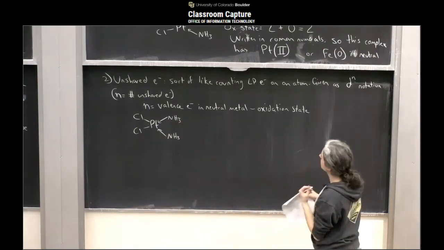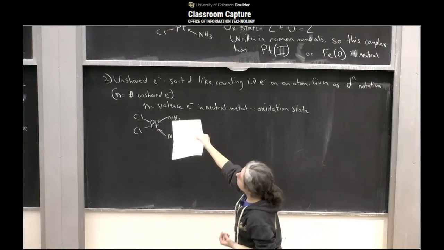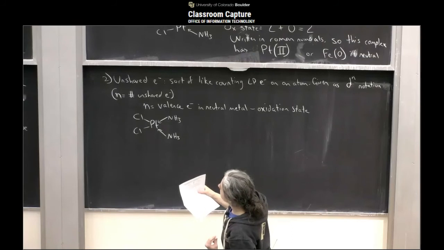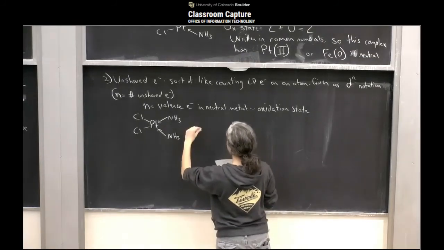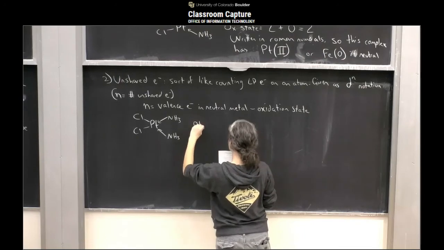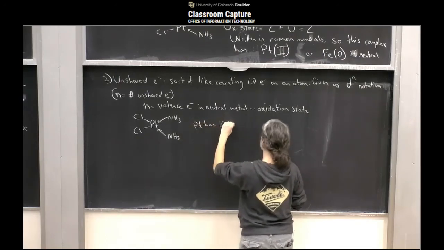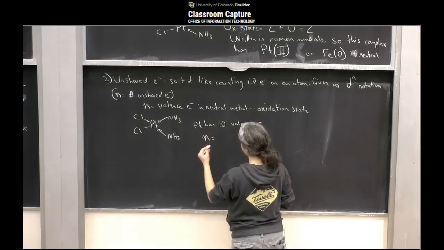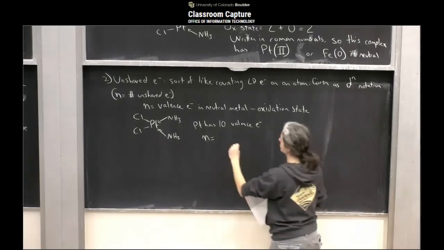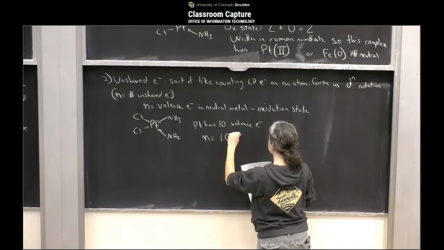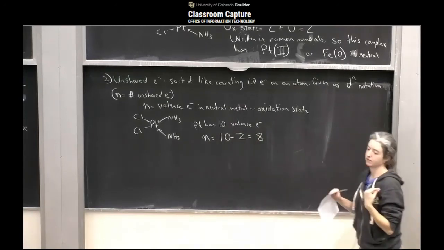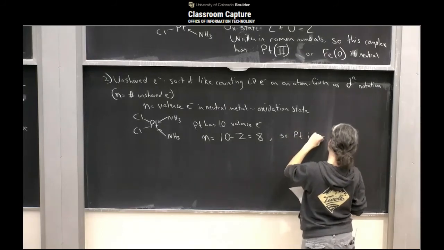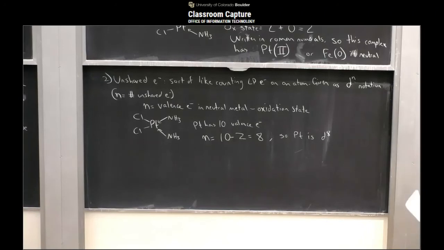Again, assuming we're using this platinum thing as our example, platinum with 2 chlorines and 2 nitrogens. Platinum itself has 10 electrons because it's under nickel. So n for this particular compound is going to be 10 minus 2, so 8 unshared electrons on the platinum. In other words, platinum is d8 is how we would describe that.